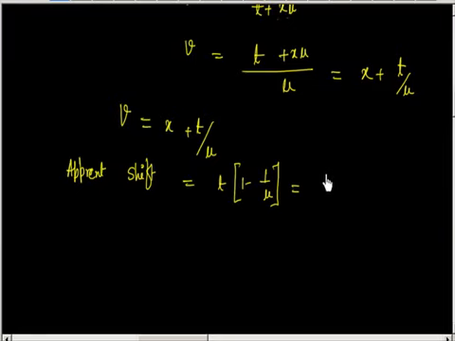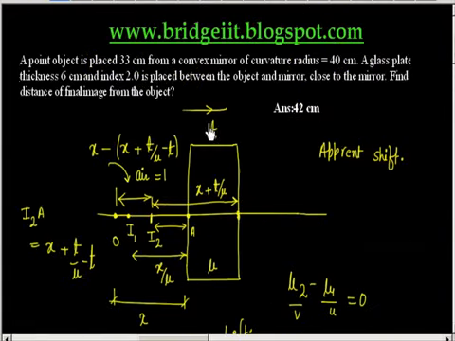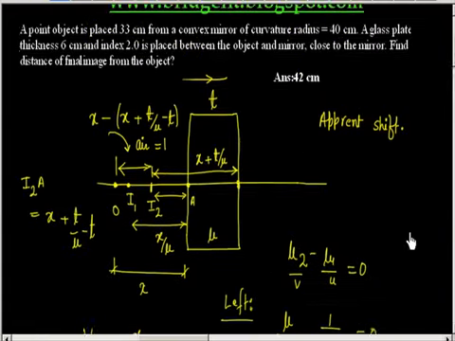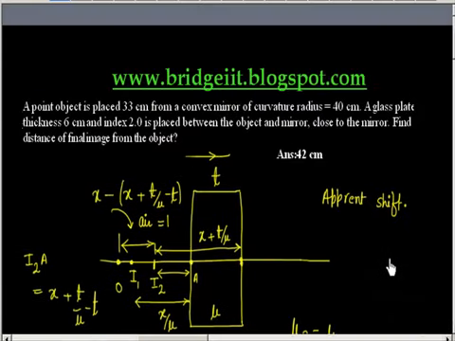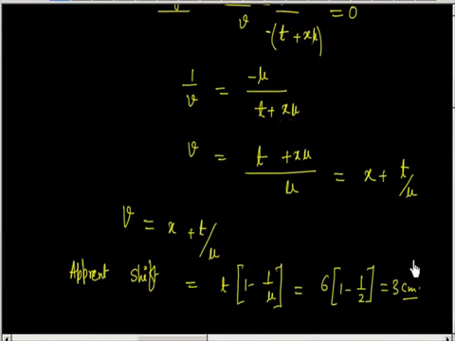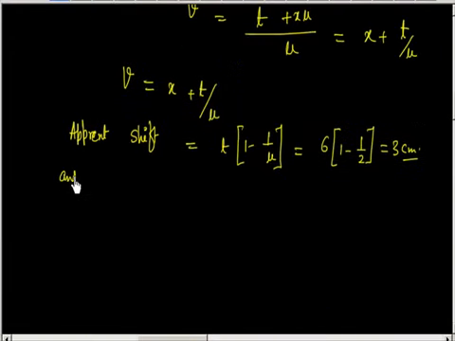This formula is the same as we derived generally in the textbooks, but it's always good to derive from the initial. So t is 6 centimeters. In this problem I have a slab of thickness 6 centimeter and refractive index is 2. So this is 6, 1 minus 1 by 2, so we will have 3 centimeter. So if you put a slab of 6 centimeter, refractive index 2, you will have an apparent shift of 3 centimeter, and the image will shift towards the slab side.